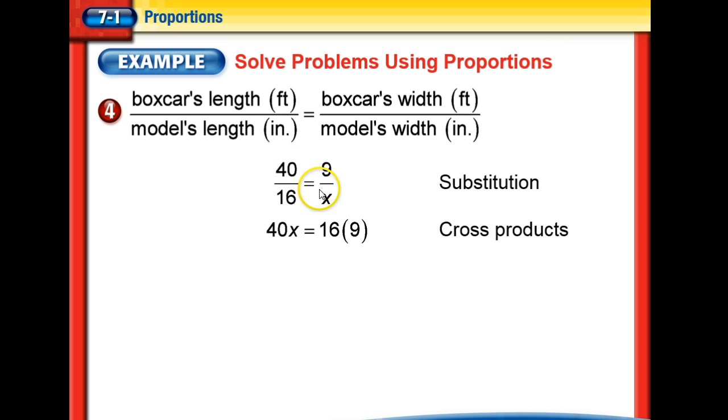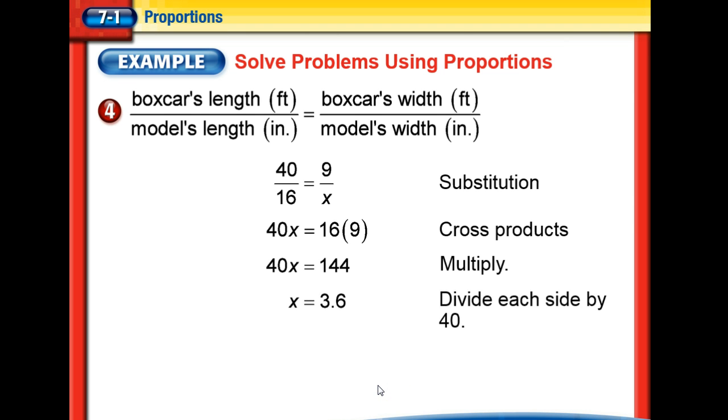Cross multiply, 40 times x is 40x. We need to figure out what 16 times 9 is. So we multiply and get 144. Divide each side by 40, and we get roughly 3.6 as your answer. So the width of the model is going to be 3.6 inches.